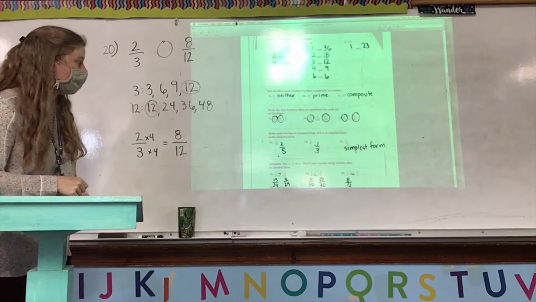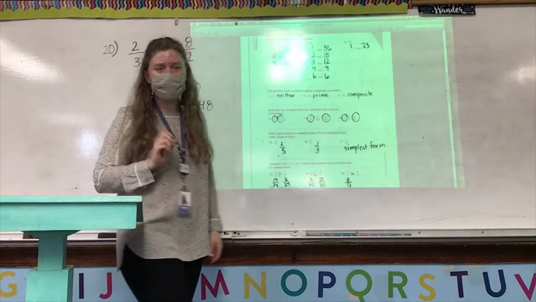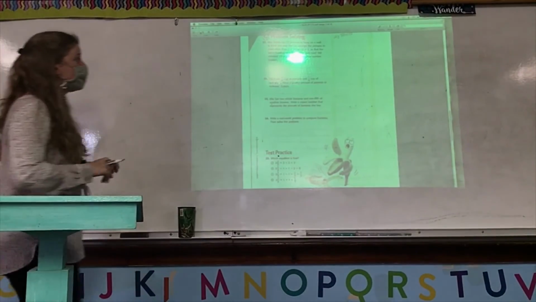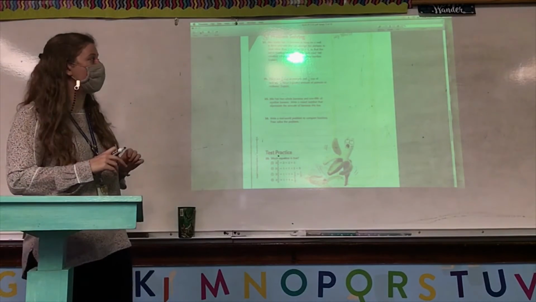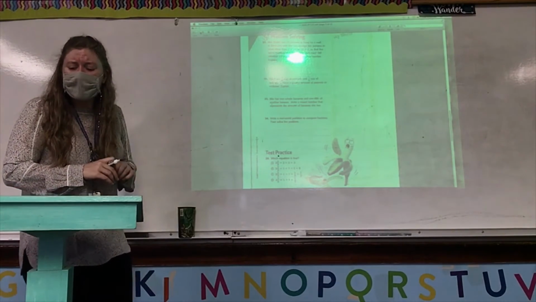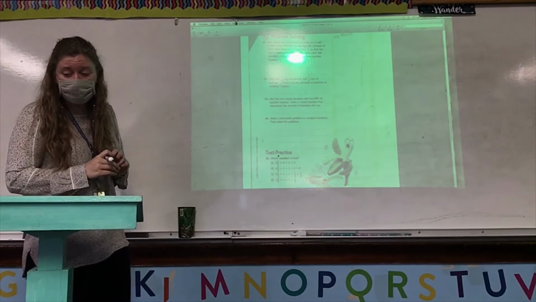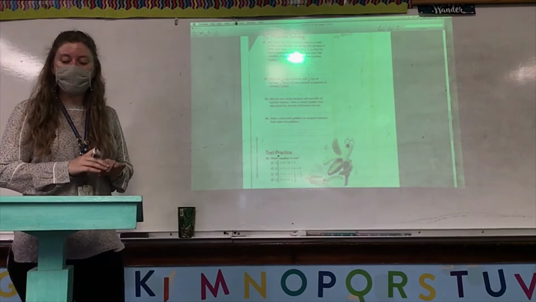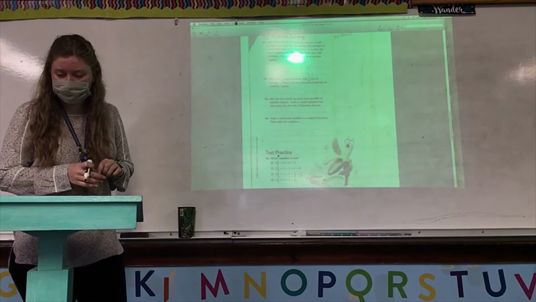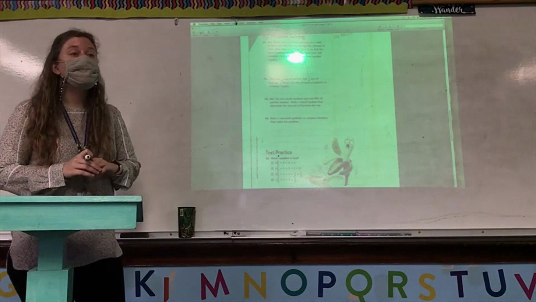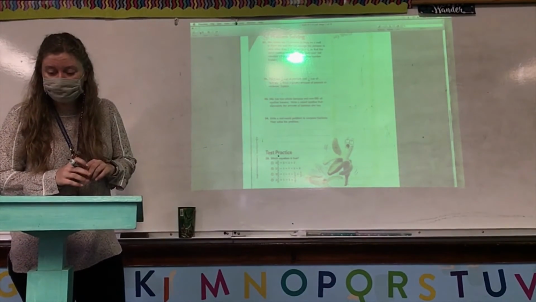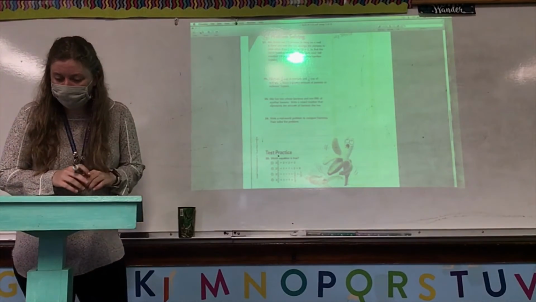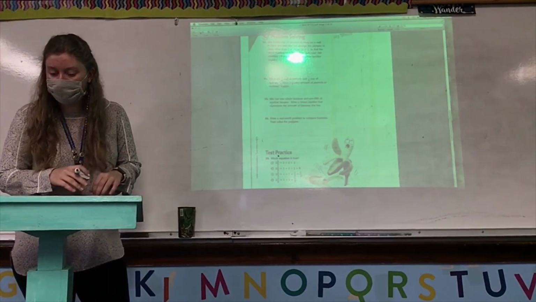Okay, let's look at page 3. Number 21. Mrs. Evans has 13 pictures to hang on a wall. Is there any way she can arrange the pictures in rows other than 1 by 13 or 13 by 1 so that the same number of pictures is in each row? Tell whether 13 is a composite or prime number.